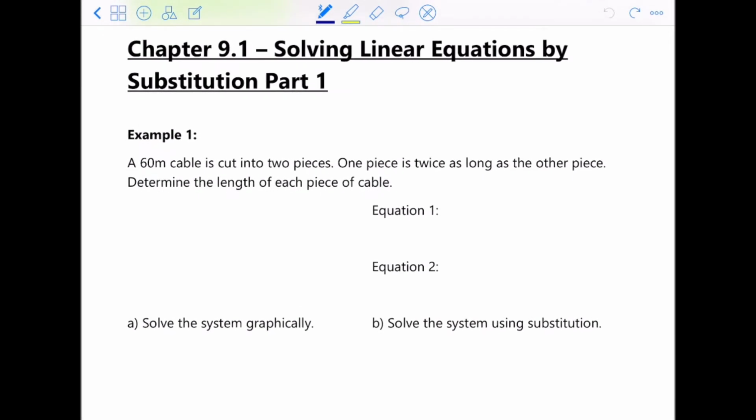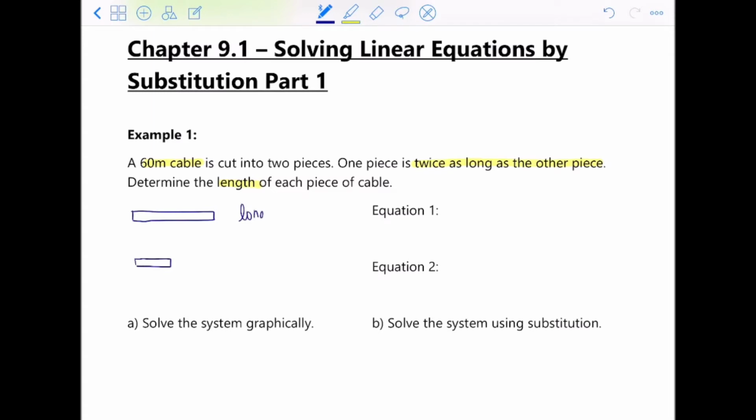Example 1. A 60-meter cable is cut into two pieces. One piece is twice as long as the other piece. Determine the length of each piece of cable. So we're trying to find the length of each cable. First thing we need to know is that the longer piece is twice as long as the shorter piece.